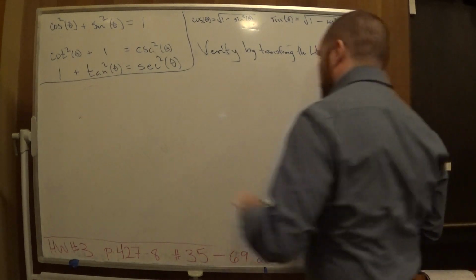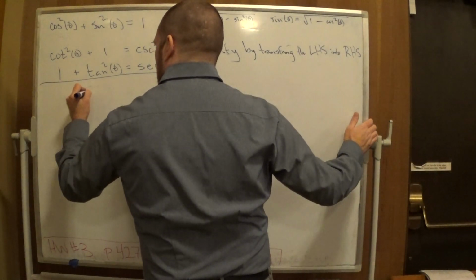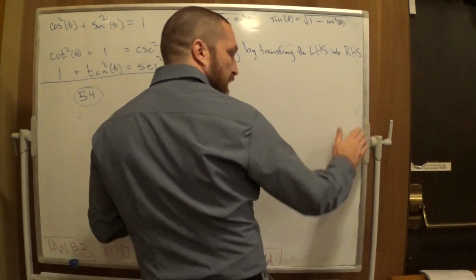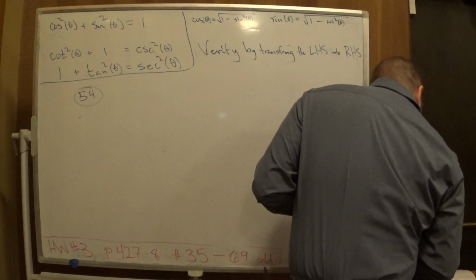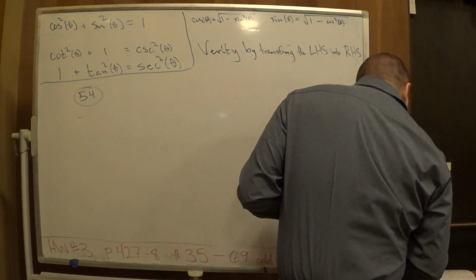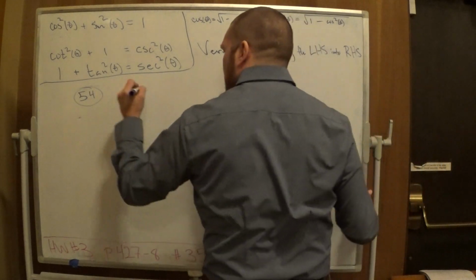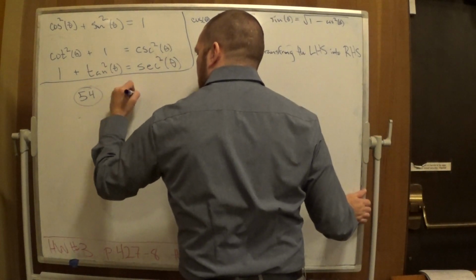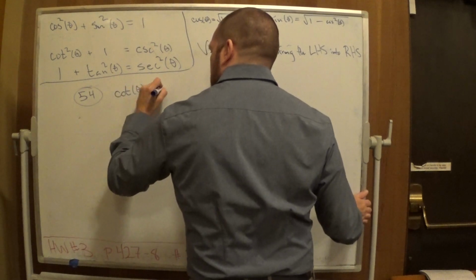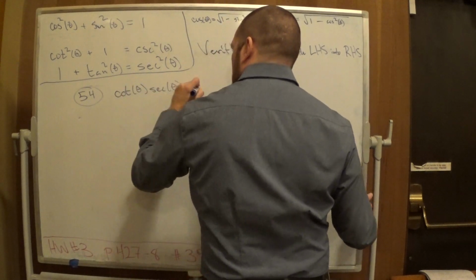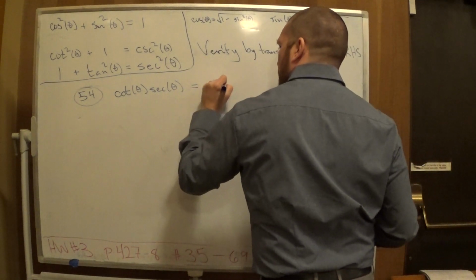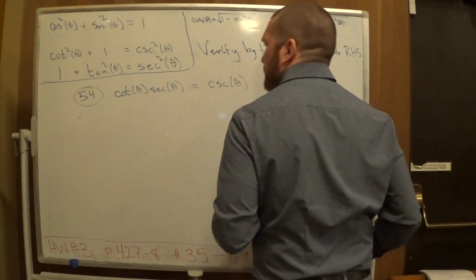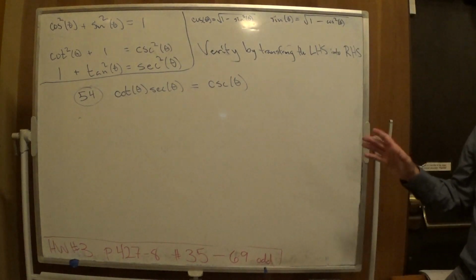Okay? And so it starts off by giving you an identity. Here's number 54. So we can't do the right-hand side into the left-hand side? You know, that's what we're going to talk about in just a minute. So this one is cotangent theta secant theta equals cosecant theta. This one's pretty simple.